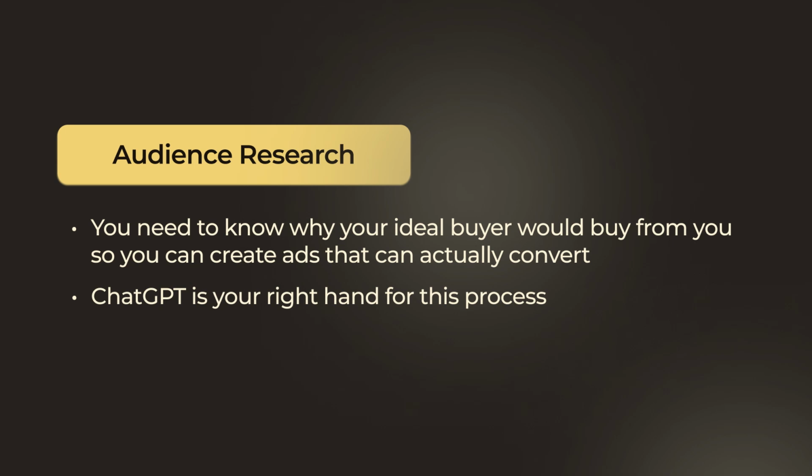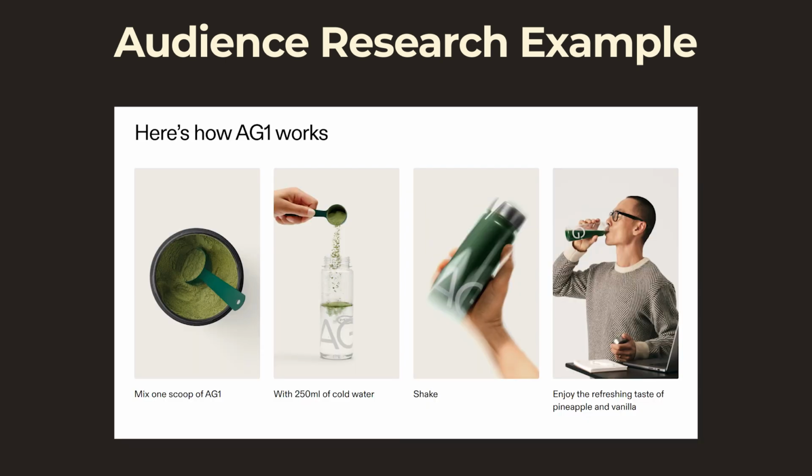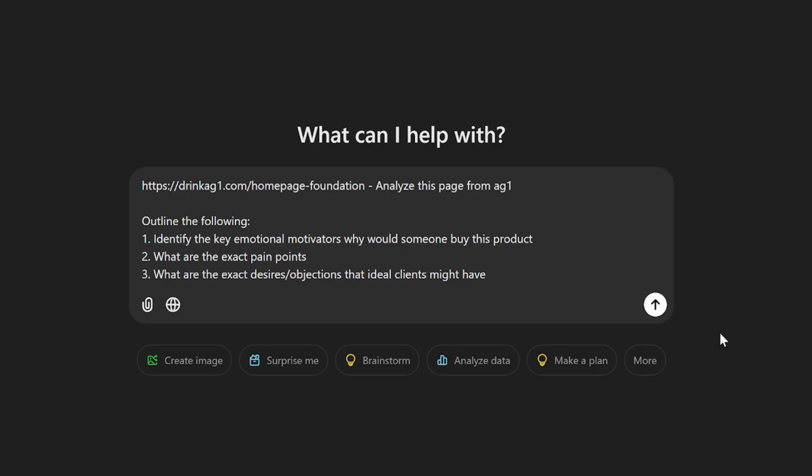You need to know why your ideal buyer would buy from you so you can actually create ads that convert. And here is how you can use AI to get all the information that you need. You can use ChatGPT for this process. For example, we use AG1 as it's a pretty famous brand. And what we will do first is add one of their pages with a lot of product information on ChatGPT with the following prompt.